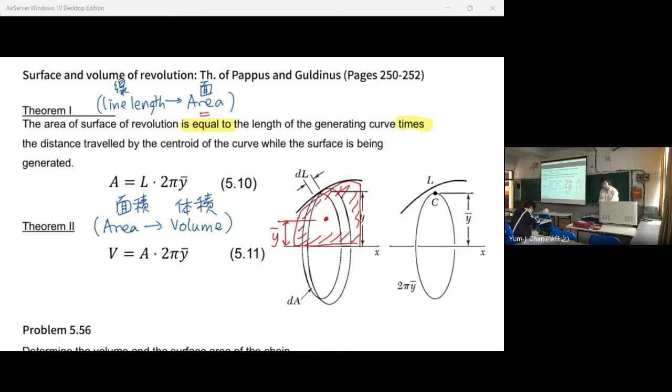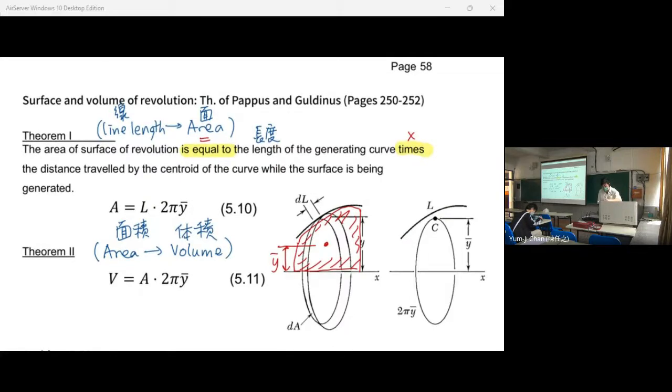So the area of surface of revolution, the area, is equal to the length of the generating curve, which is L, times, okay, revolution, very good.